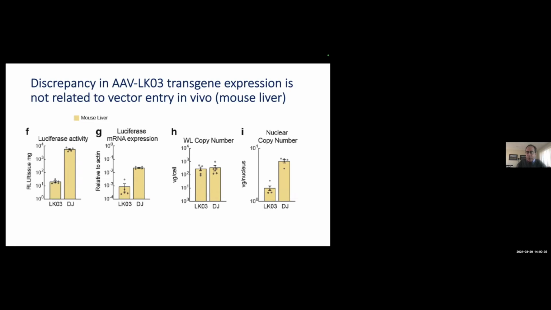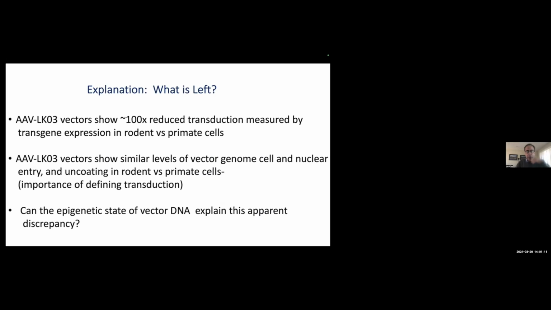So the discrepancy is not related to entry in cultured cells, and we found the same kind of thing occurs in mouse liver in vivo. If we look at LKO3, the expression here is 3 orders of magnitude different, but yet the amount of DNA that gets into the nucleus is maybe 2.5, at most 3 times different. So there's clearly a difference in expression, but not in the amount of the DNA that gets into the nucleus and becomes double-stranded. So the question is, what is left?